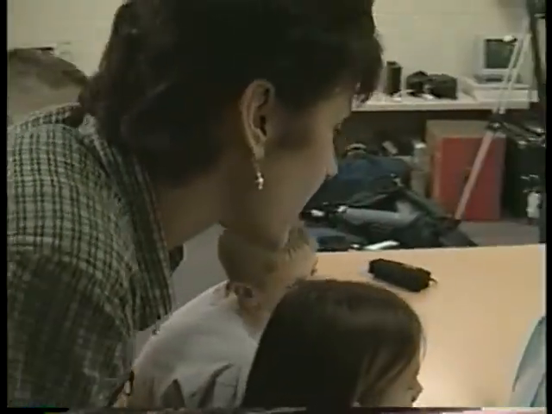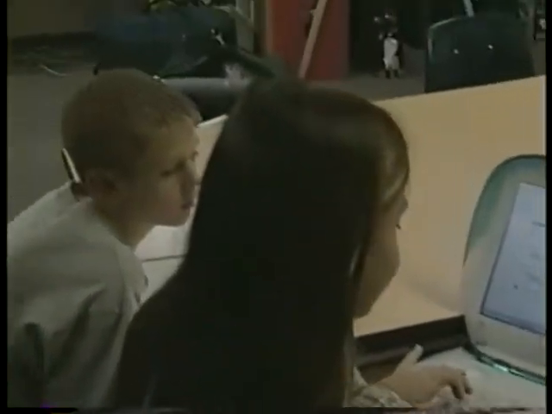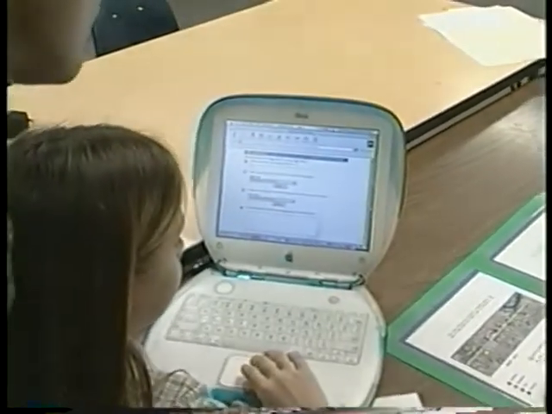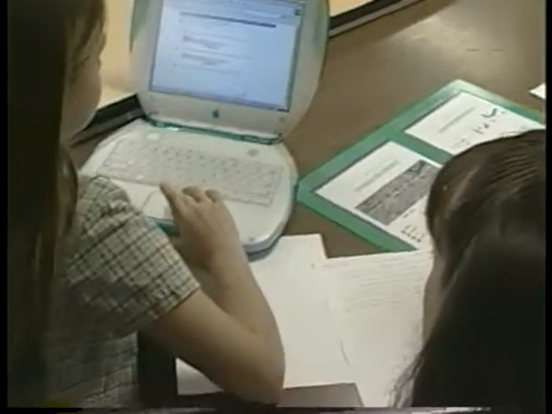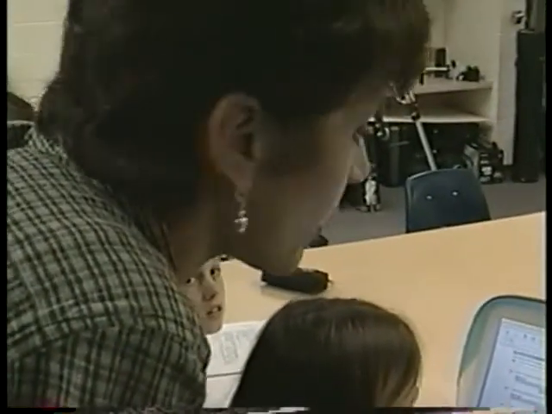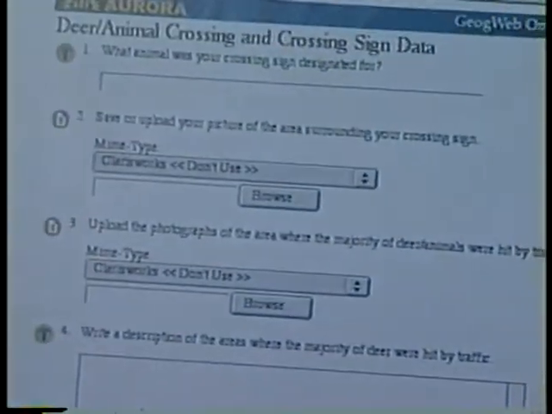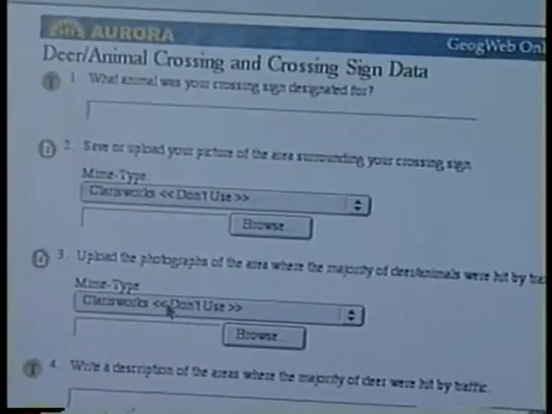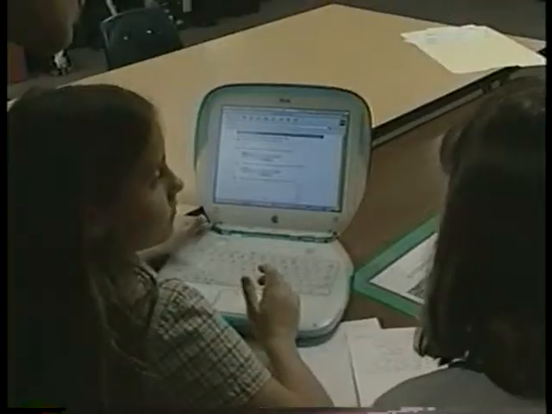What we're going to do now is enter the information that we've collected and the things that you've learned on the GeogWeb data entry. And then when other schools do the same activity, they can read our results, and we'll be able to go in and read their results and what they learned, and we'll compare. So, Jericho, what do we need to write? What animals is your crossing sign designated for? Deer.